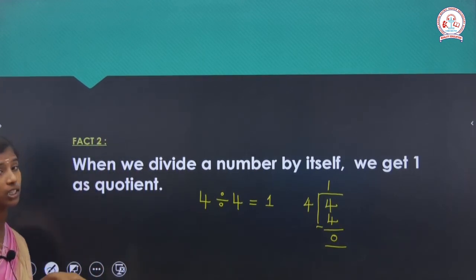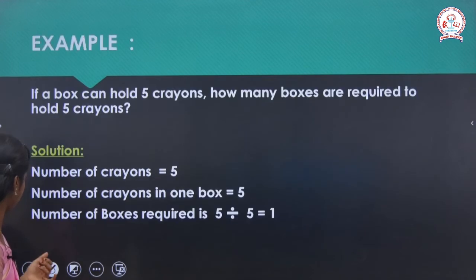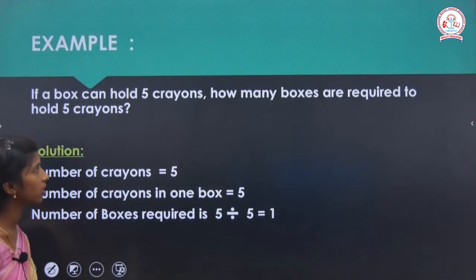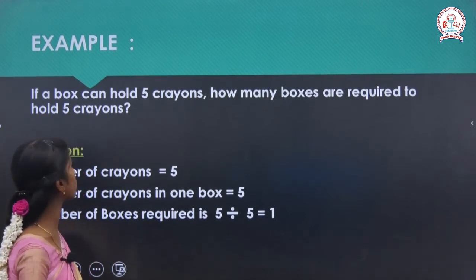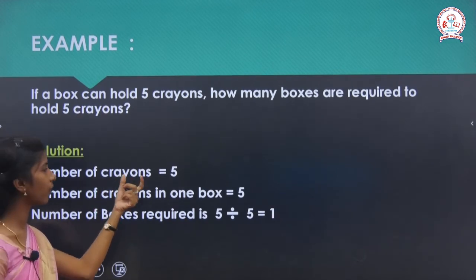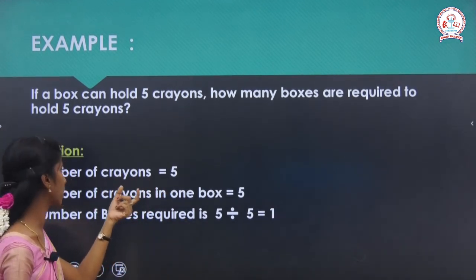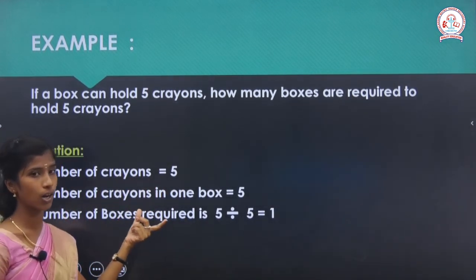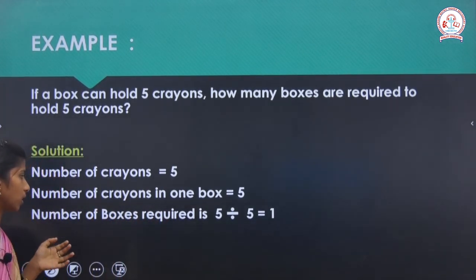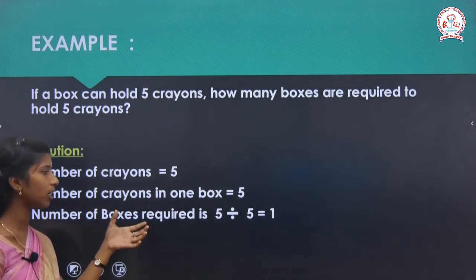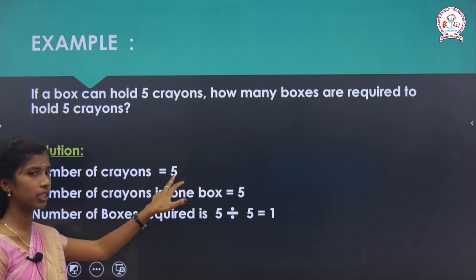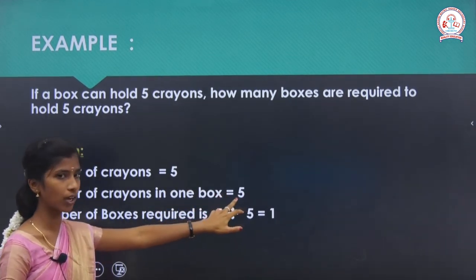We will see this fact using an example. Listen now. So, if a box can hold 5 crayons, how many boxes are required to hold 5 crayons? Listen children. So, the number of crayons given is 5, right? So, 5 crayons are there. Number of crayons in one box. Okay, a box can hold 5 crayons. So, now you see number of boxes required is 5 divided by 5, because here the dividend is 5 and the divisor is 5, right?